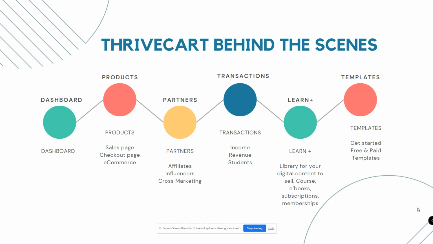The next part are transactions. Now, this is really the nuts and bolts of the finances of your course, your products, whatever you're selling. This is where it'll show you how much money you've made, how many students, all the details about what's going on, your revenue, any refunds, everything is set up in here. I really love it because it's really easy to see, it's clean, and it's completely transparent. So there's nothing that's hidden.